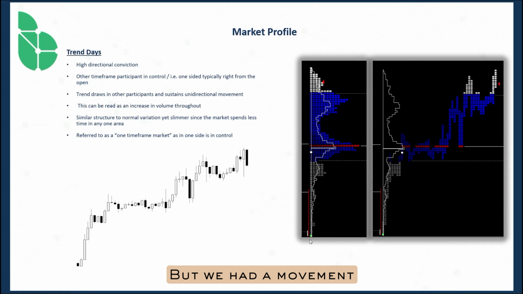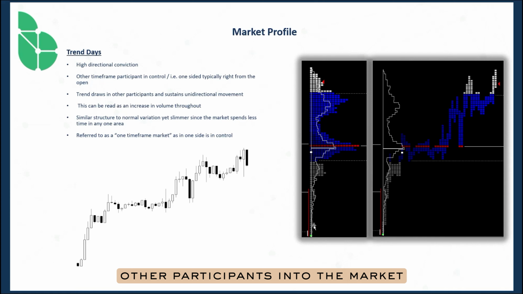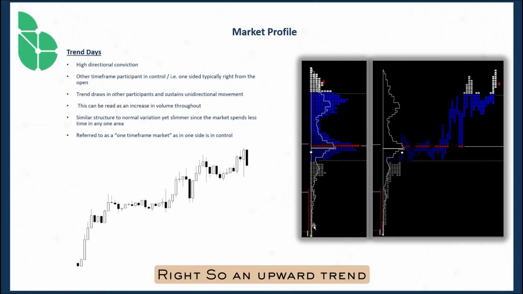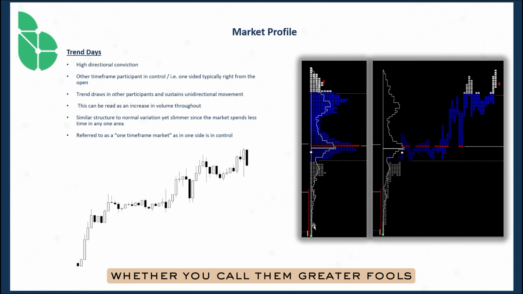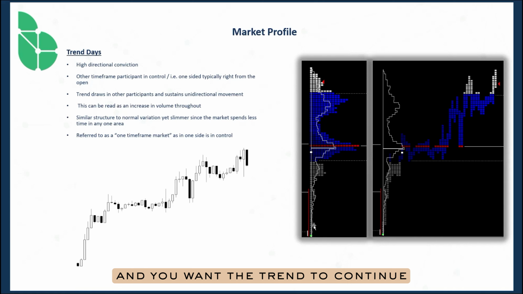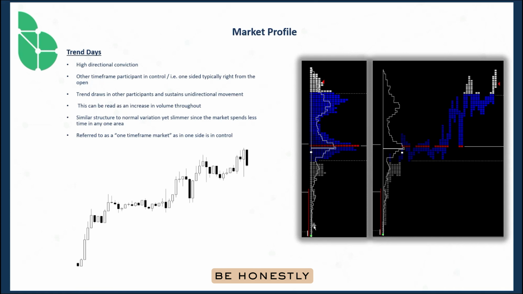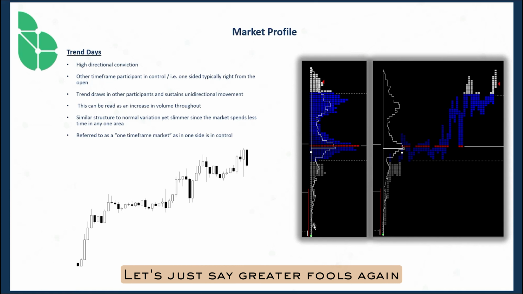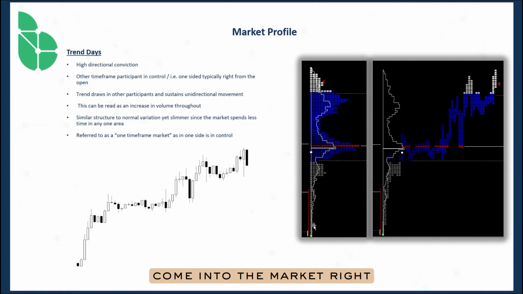But we had a movement with conviction to the upside, and a trend draws other participants into the market, right? So in an upward trend, you want to see that other participants, whether you call them greater fools, come in to sustain the movement. And if you're in a downward trend and you want the trend to continue, you're going to be looking for those greater, not greater sellers in that case, but I don't know what the term would be, honestly. Let's just say greater fools again. But you want to see more participants come into the market for a trend to be sustained.